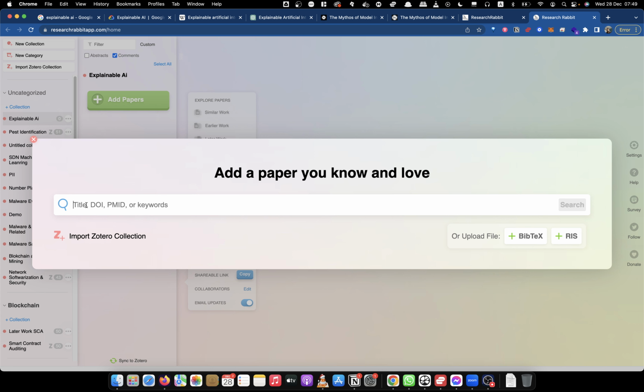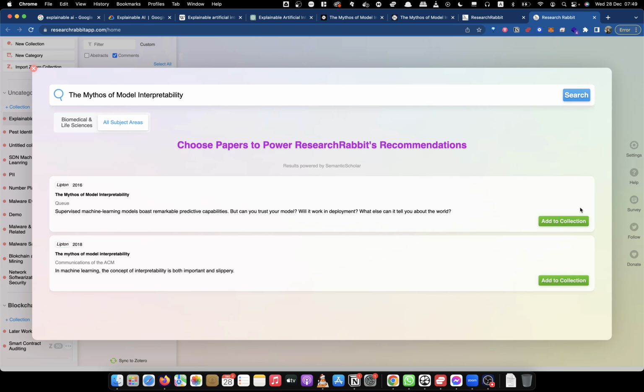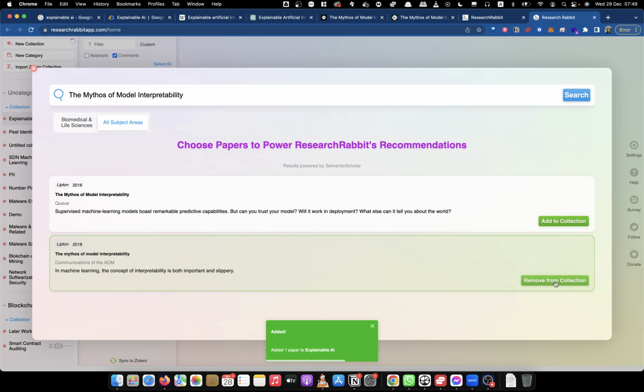And there are other things like the title and the DOI, document object identifier, and a few other things that you can use. So obviously, there are two papers here. Both are much similar. One was in Q, one was in Communications of the ACM. I'll pick the one which is probably much newer, so it will take a bit of time, and then it will analyze in the background. So it seems all good.